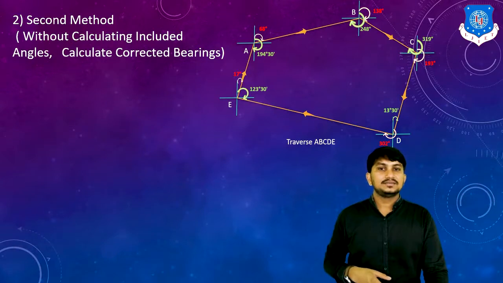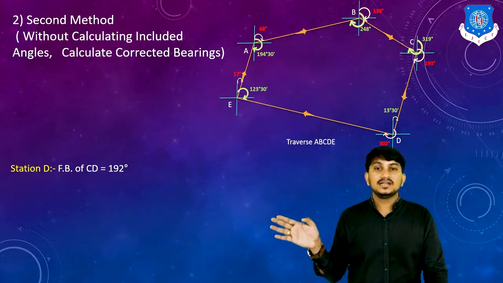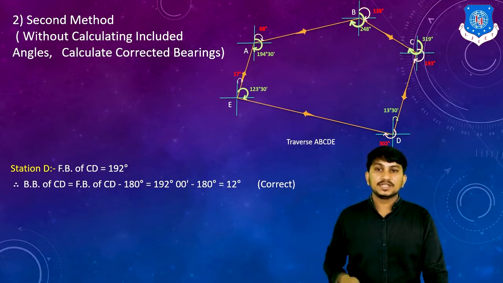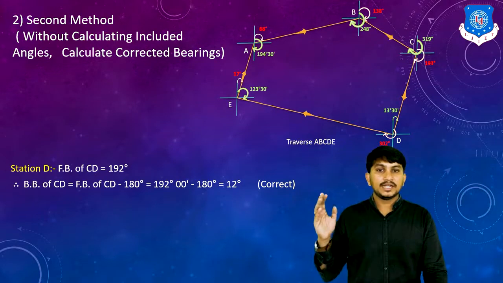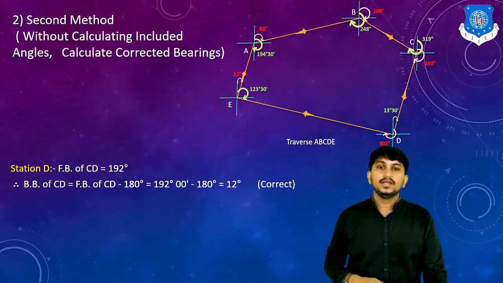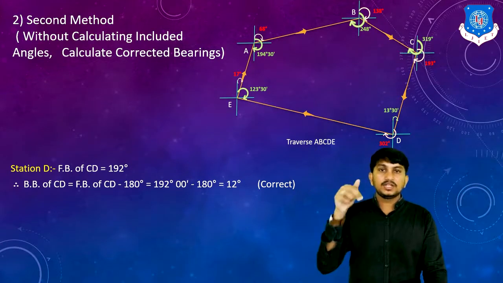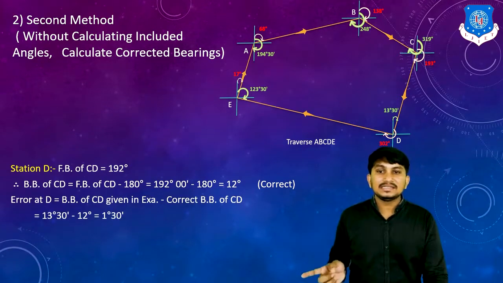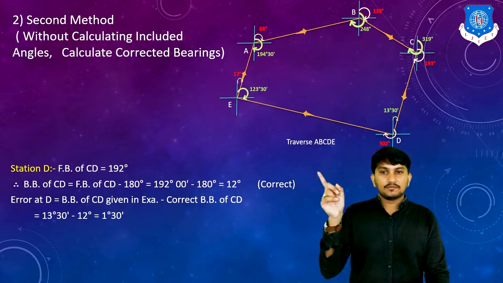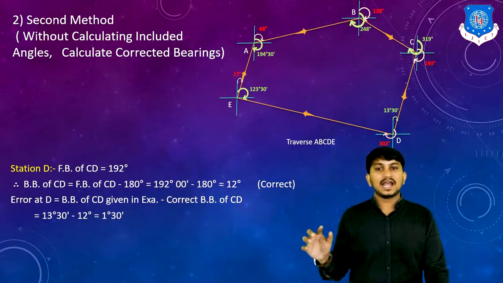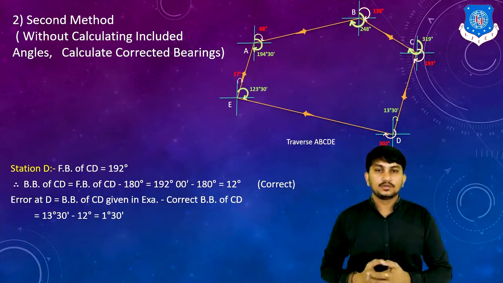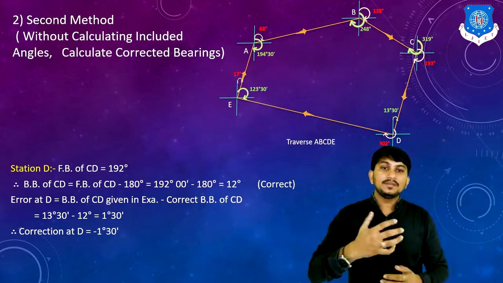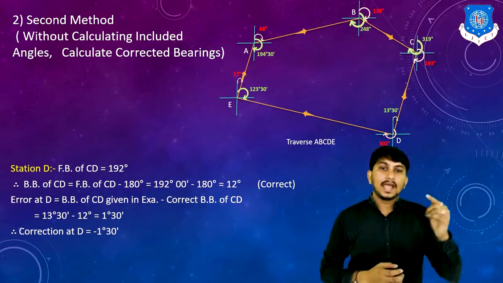Next is station D. We have the data of FB of CD, 192 degree. We can calculate BB of CD is equal to FB of CD minus 180 degree, 192 degree minus 180 degree, 12 degree. We compare this BB of CD value to the given example value and find out the error at D. BB of CD given in the example is 13 degree 30 minute, and we found BB of CD is 12 degree. So the error at station D is 1 degree 30 minute. To correct this error, the correction at station D is minus 1 degree 30 minute, which will be implemented in the next reading, which is FB of D.